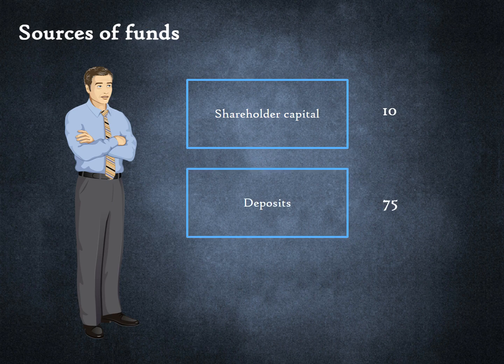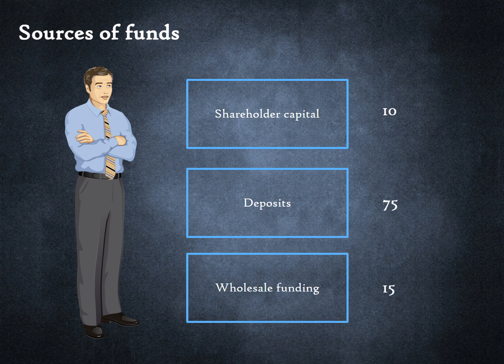But he still has another 15 to go. For this, the bank turns to wholesale funding. One observation here. Since every bank is different, the numbers we are sharing for our fictional bank would look different for different banks.